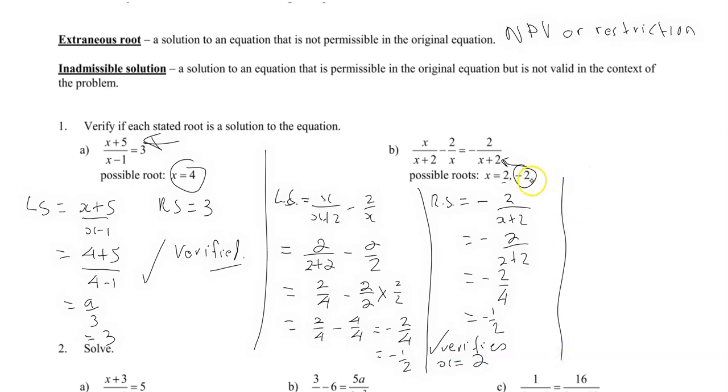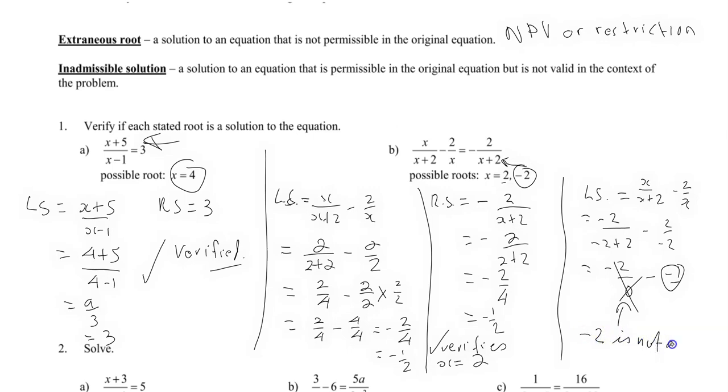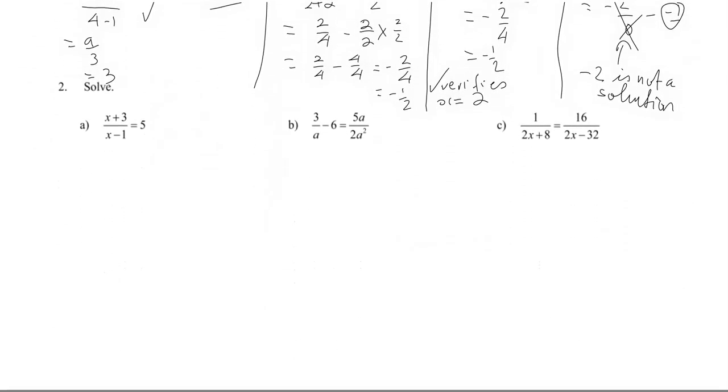For negative 2, we wrote that over here. We're just going to substitute in the left side. Well, let's do it here. Okay, x over x plus 2 minus 2 over x. Negative 2 over negative 2 plus 2 minus 2 over negative 2 is negative 2 over 0 minus negative 1. Okay, we got a problem. So negative 2 is not a solution. Okay, so in that instance, we were just verifying, right? We didn't actually solve. Now we're going to solve.